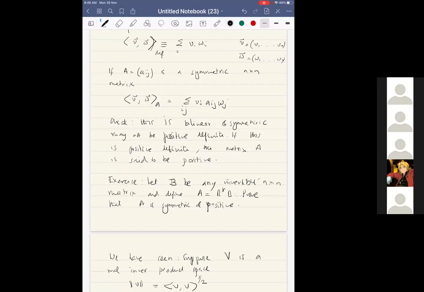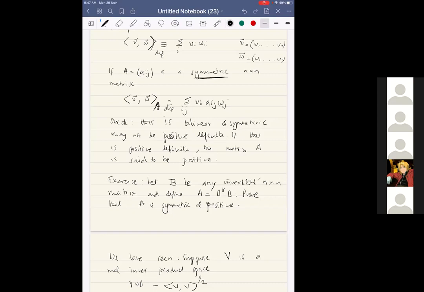So I define something that depends on A, hence a subscript here. So this is the definition. Then you can check that this is bilinear in V and W. That's very easy. If V is a sum of two vectors V and V prime, the right-hand side will be the sum of the corresponding terms. It's symmetric in V and W. That follows from the symmetry of A. Remember, A has to be symmetric. But what is not guaranteed is that this is positive definite.